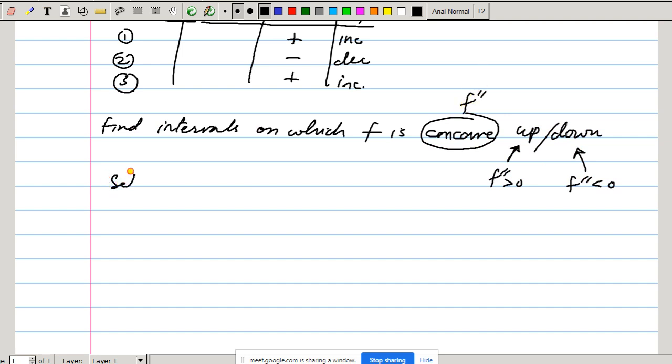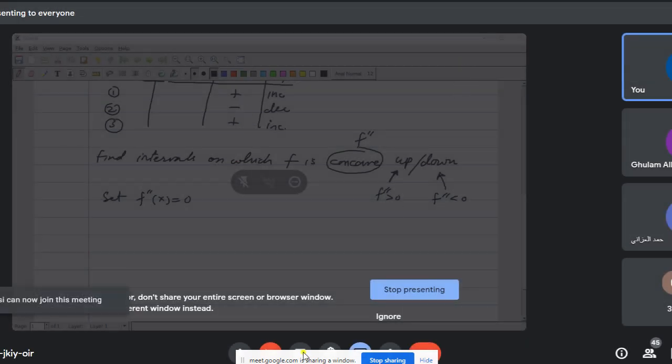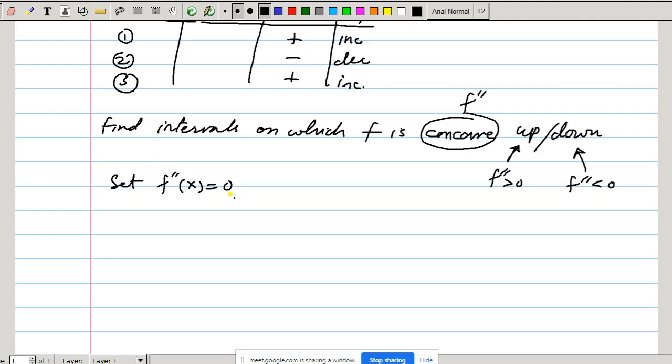So again, we will repeat the same thing. Set f double prime equal to 0 and find the values of x. Again, whatever values you are getting, x1, x2, etc., this will again give you the separations of the interval. So you get interval 1, 2, 3, and so on.